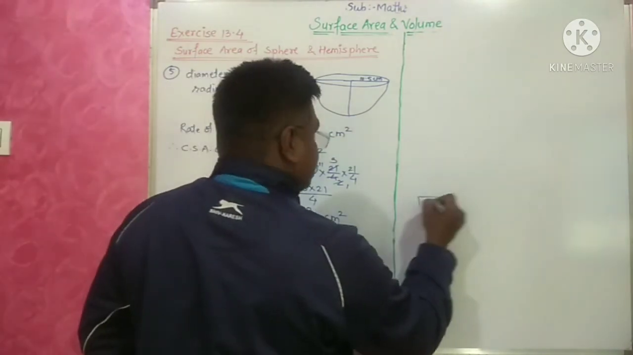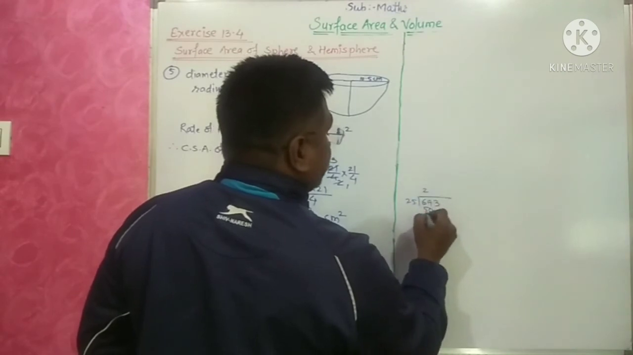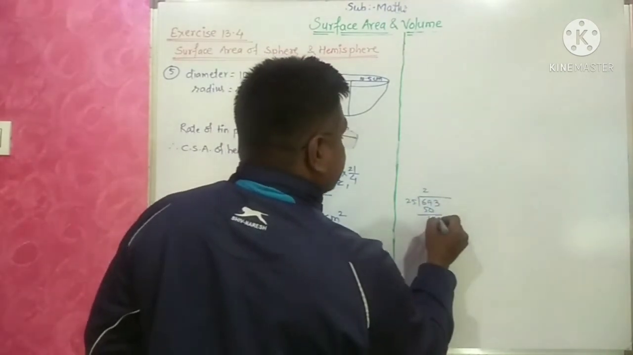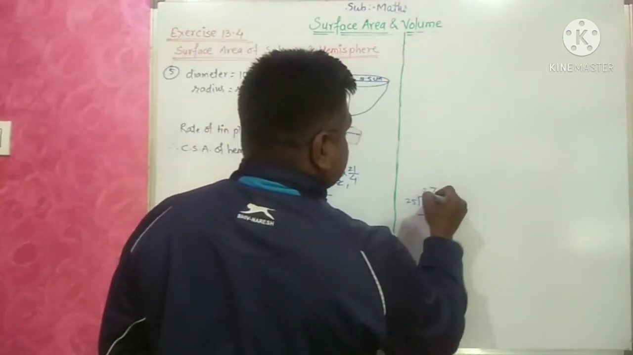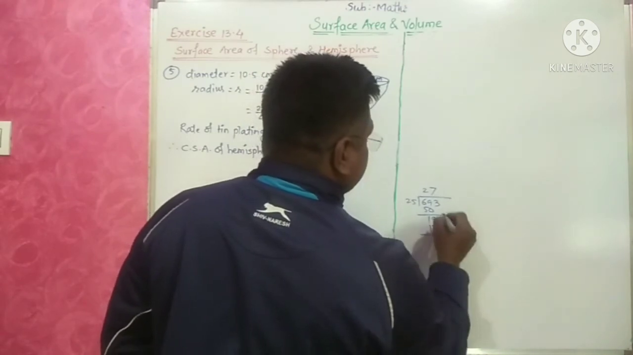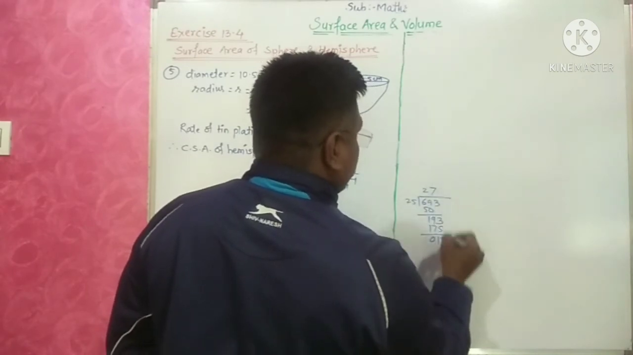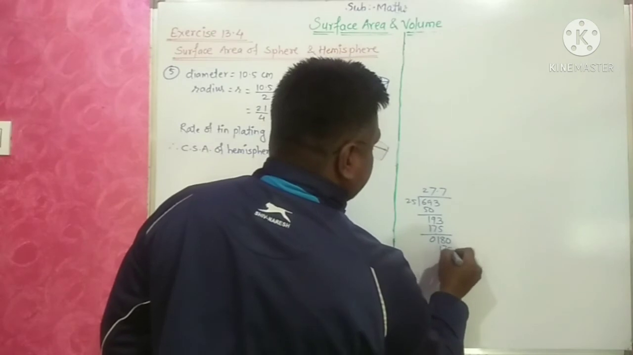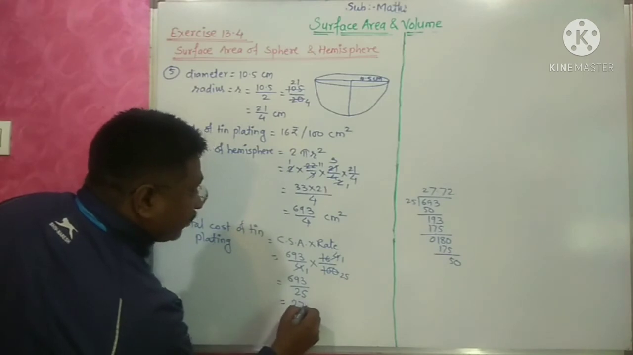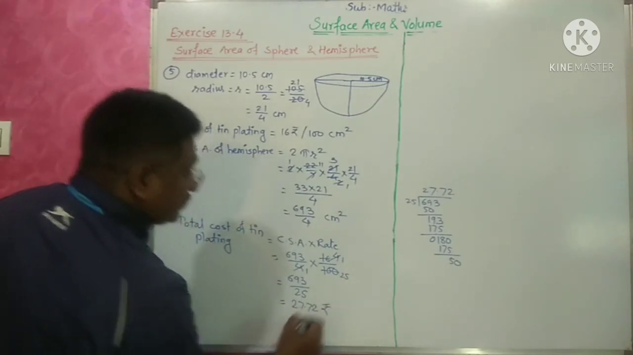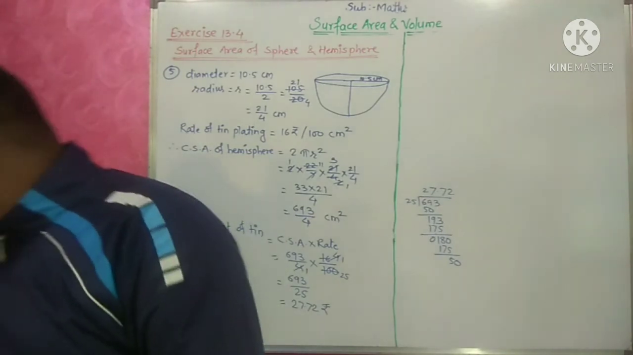Divide it. 693 by 25. 25 2s are 50, leaving 193. 69 7s are 175, leaving 180. Then 7s are 175, 5 2s are 10. So 27.72 rupees. So what is the total cost of tin plating? 27.72 rupees.